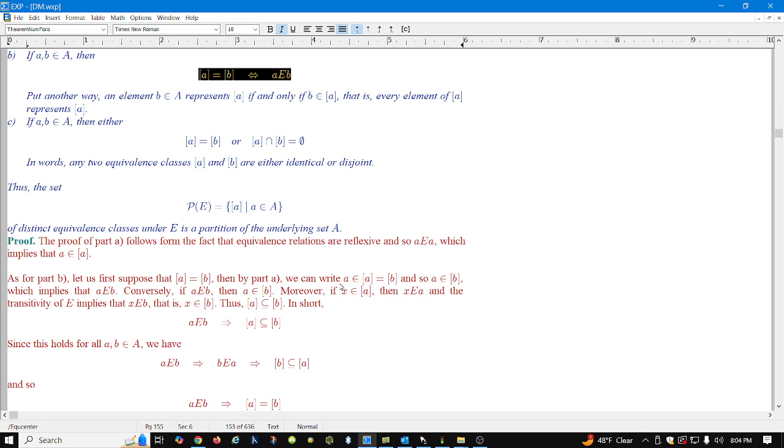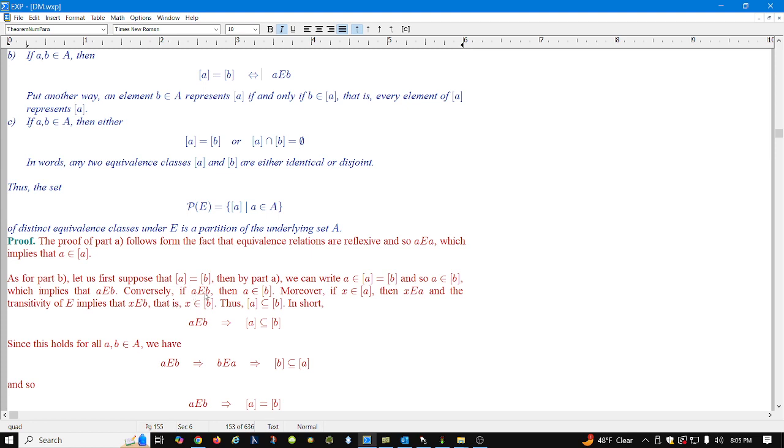Then little a belongs to the equivalence class generated by itself, which is also the equivalence class generated by B. So little a is in the equivalence class generated by B, which implies, by definition of equivalence class, that A is equivalent to B. And that is one direction of this biconditional. The other one is not much worse.